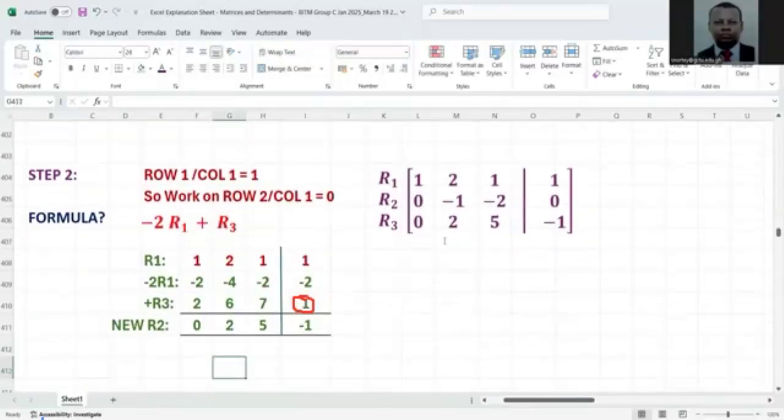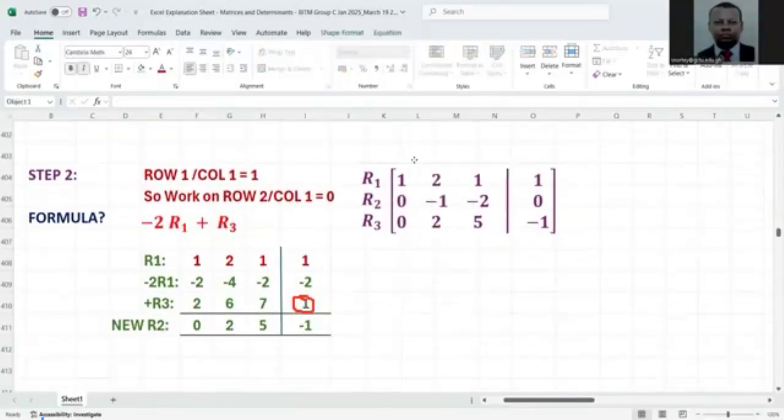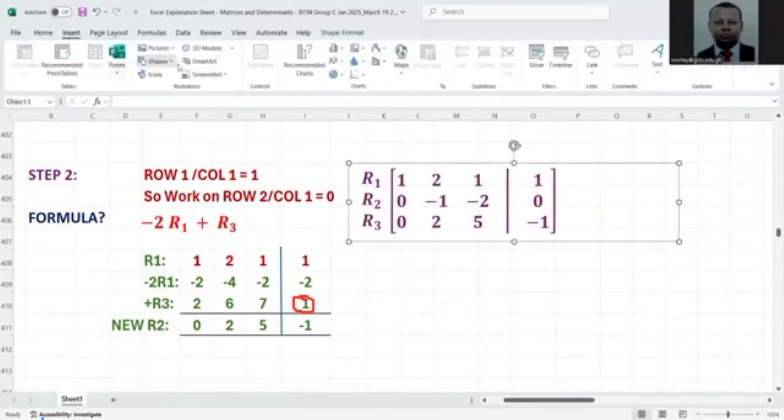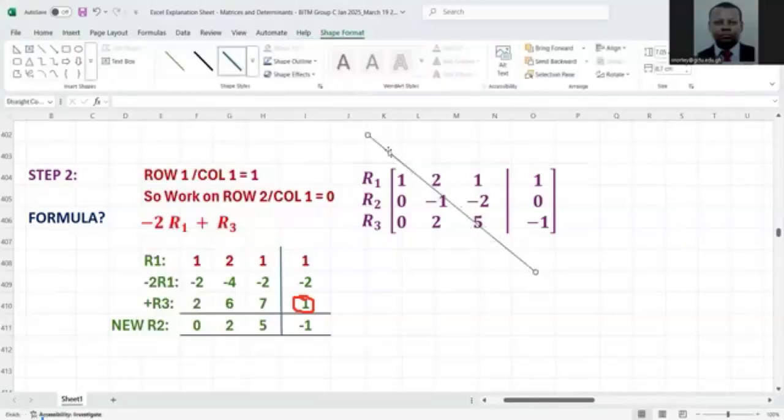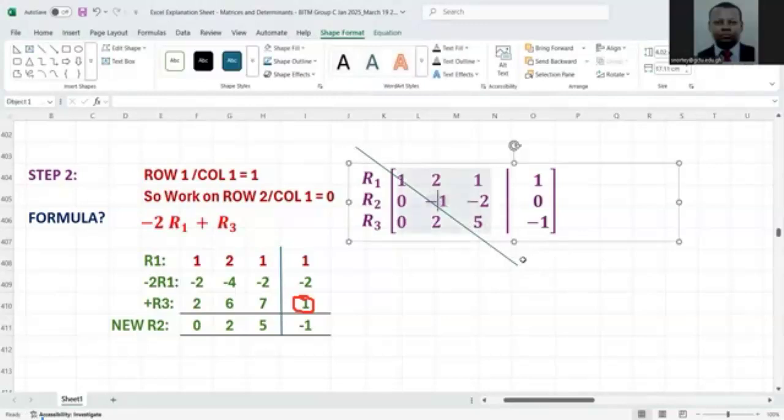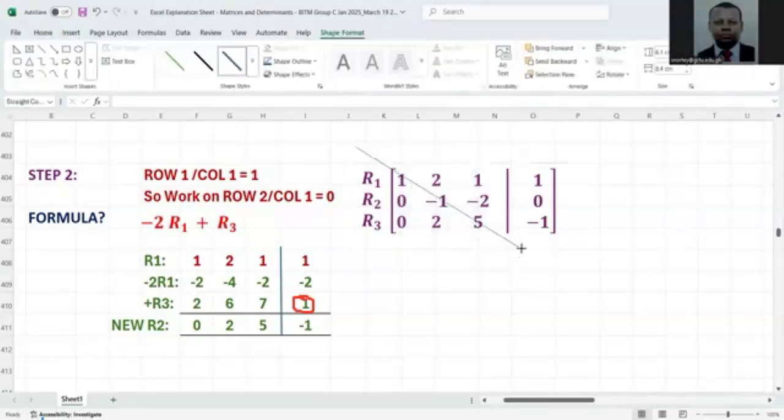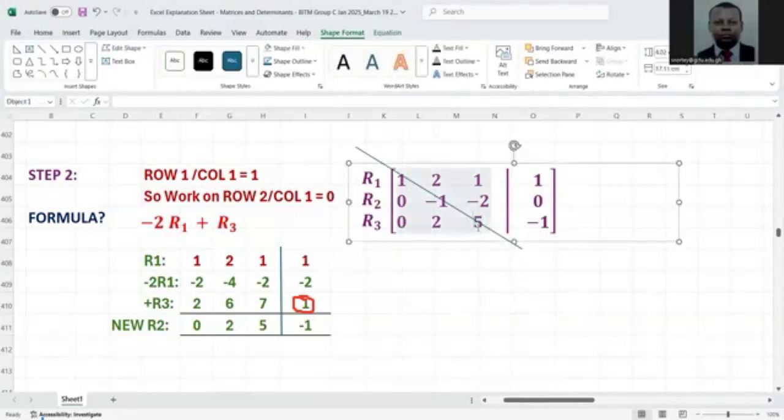Look at this matrix carefully. Remember what we want. We said that all the elements in the leading diagonal must go to 1. So the first element, A11, that is row 1, column 1. This value is 1. We don't have a problem. Now, row 2, column 2, this one is -1. And then the last one is 5. So we have 2 more things to do. We must make sure that this -1 becomes +1, and then this particular 5 becomes 1.